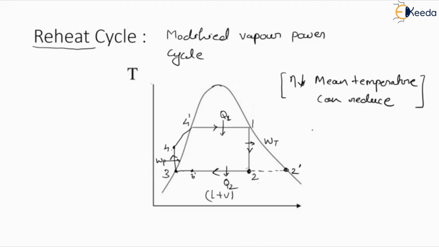We can improve the efficiency, we can remove the dirt particles or scale easily, we can reduce the moisture content, and we can avoid the corrosion. So these disadvantages we can avoid by shifting this point 2 to point 2 dash. This 2 dash can happen when we heat this particular part. The moisture content we can easily remove by heating this liquid plus vapor combination. If we heat this particular part, that process is called the reheating process.